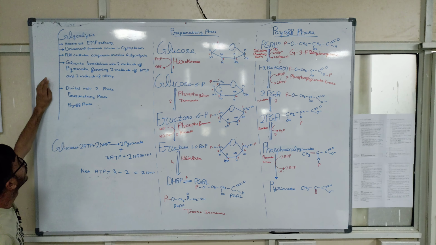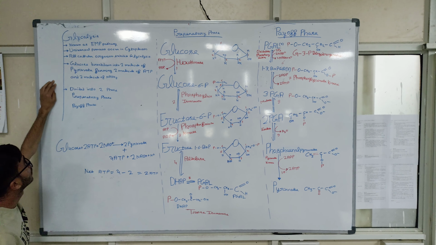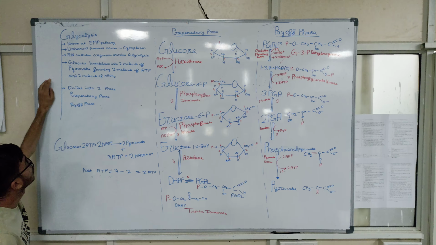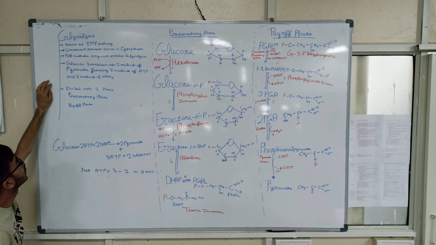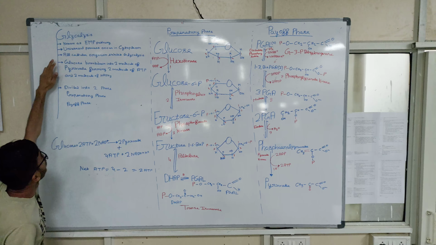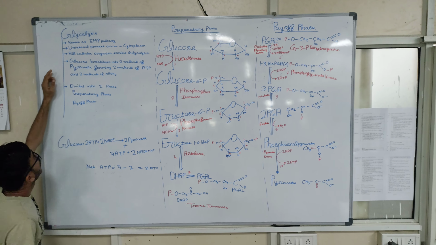Firstly, we know that glycolysis is also known as the EMP pathway. The reason it is known as the EMP pathway is because of the scientists' names, Embden, Meyerhof, and Parnas, who discovered this glycolysis pathway. Glycolysis is also known as a universal process occurring in the cytoplasm.